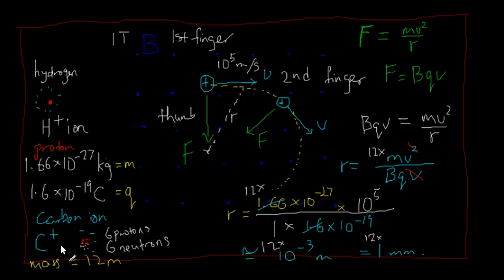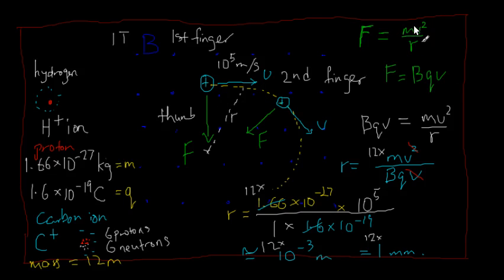In other words, if I shoot a carbon ion into this magnetic field, it will go round in a circle that has a radius of 12 millimeters. You can see why from the equation, because the mass is increased by 12 times. But physically we can also understand why, because the force has not changed. The force from the magnetic field only depends on the magnetic flux density, the charge, and the velocity. None of these three quantities have changed. It's just the mass that has changed.